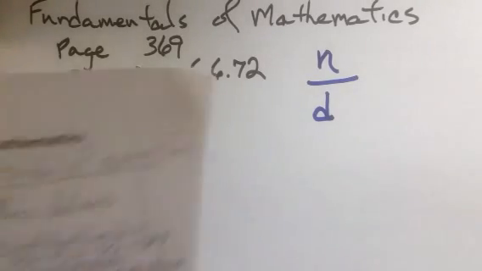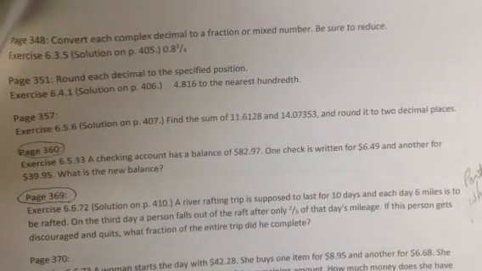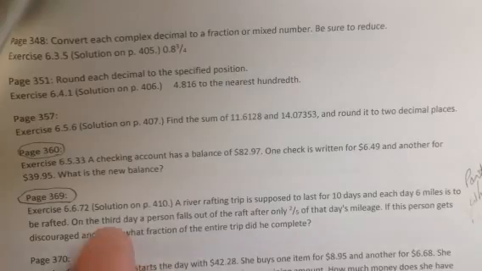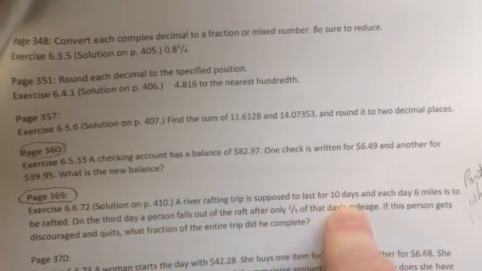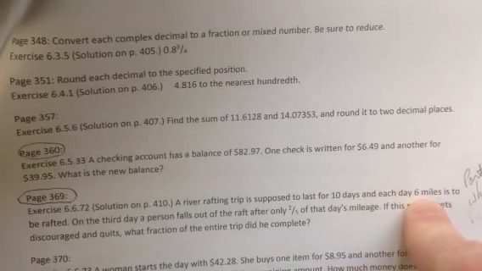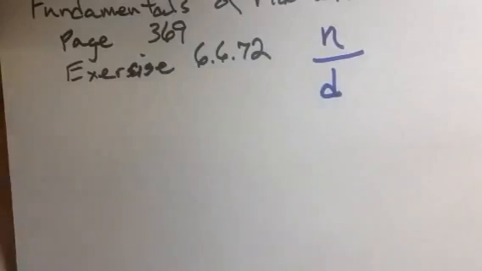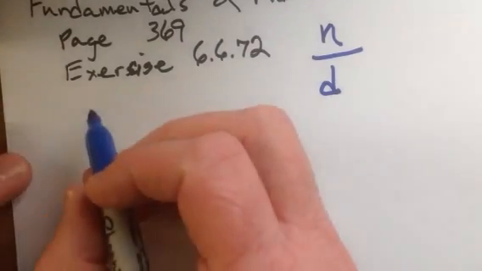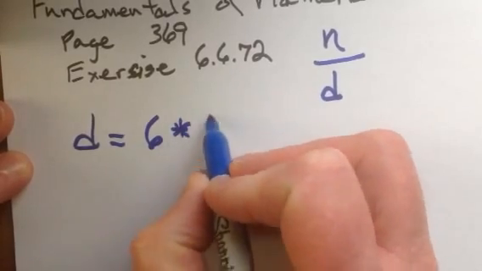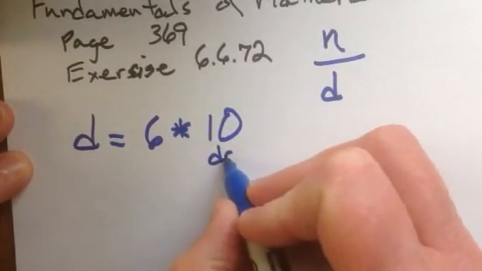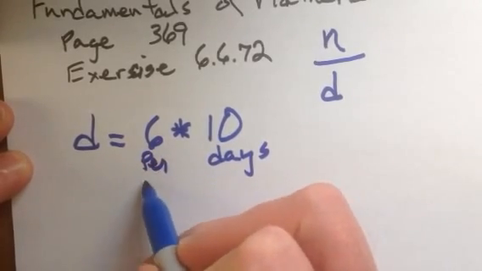Okay, so let's go back to reading again. The first sentence I think helps us with the denominator, which says, a river rafting trip is supposed to last for 10 days. Each day is 6 miles. So what's the whole? Okay, anybody? 6 times 10 maybe. So I think the denominator equals 6 times 10. 10 days, 6 miles per day.